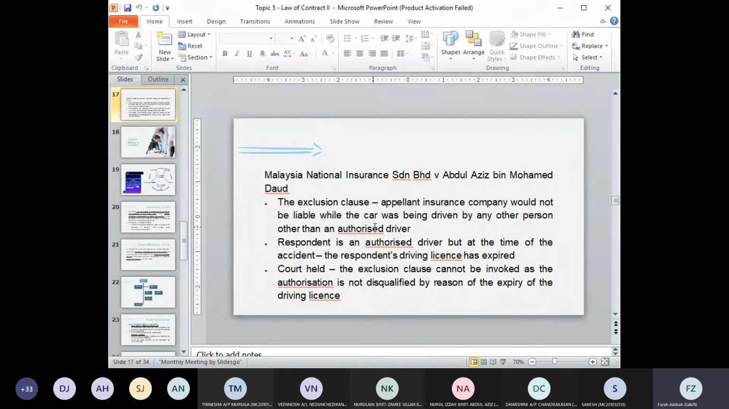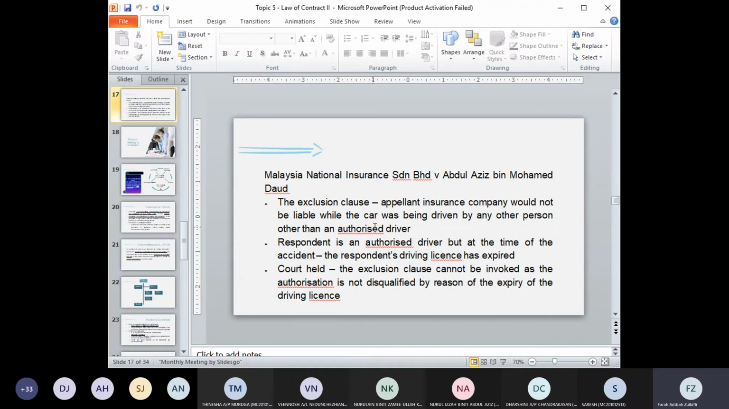In this case, what happened is actually the exclusion clause is ambiguous. The exclusion clause states that the appellant insurance company will not be liable if the car was driven by any other person other than an authorized driver. So if you want the insurance company to be liable, the car must be driven by an authorized driver. If the car is driven by a person who is not an authorized driver, the insurance company will not be liable to pay. In this case, the respondent is an authorized driver, but there is one small problem: at the time of the accident, the respondent's driving license had expired.